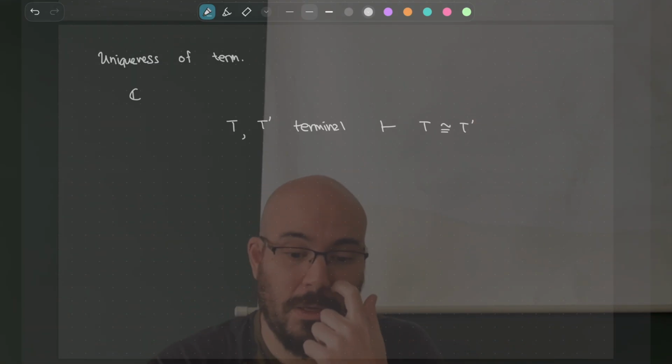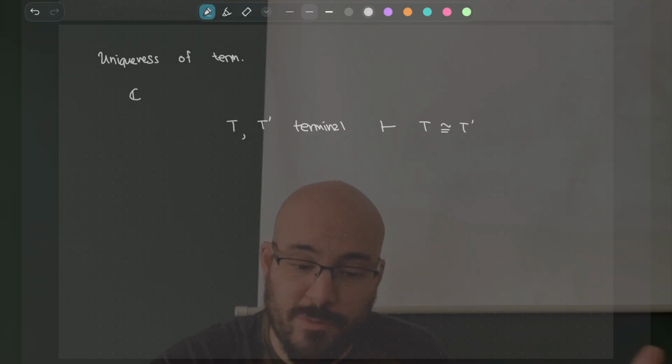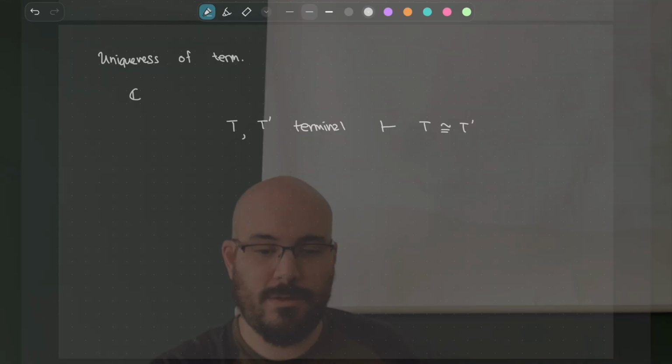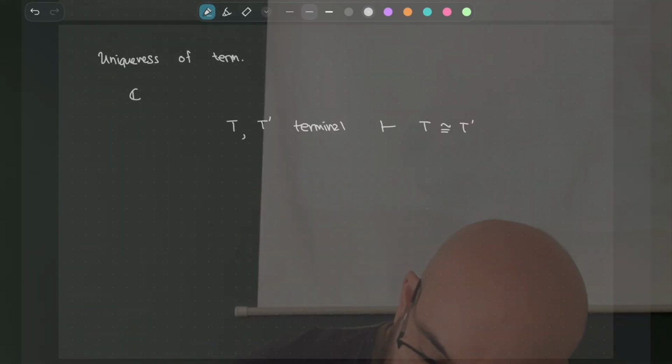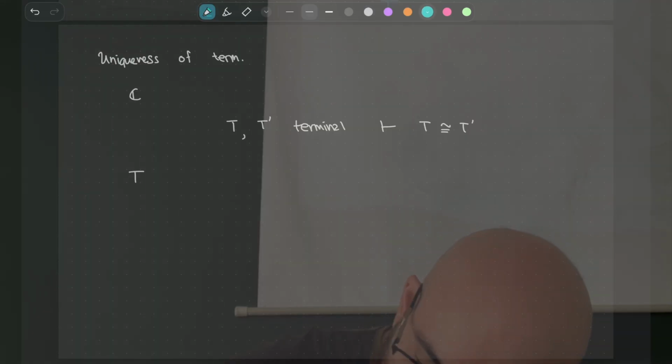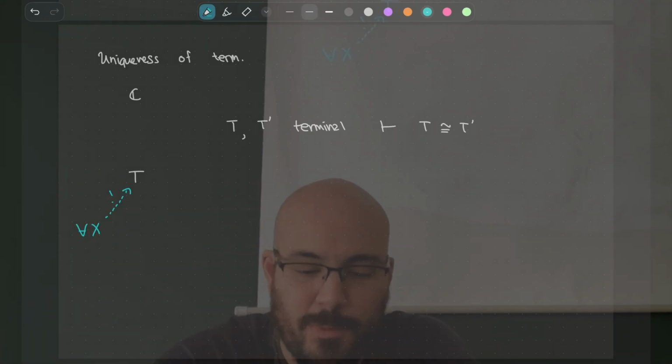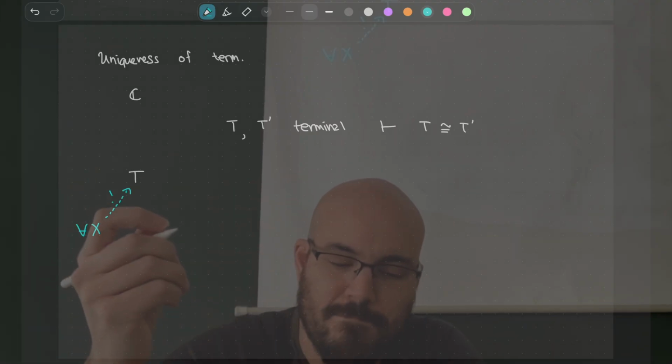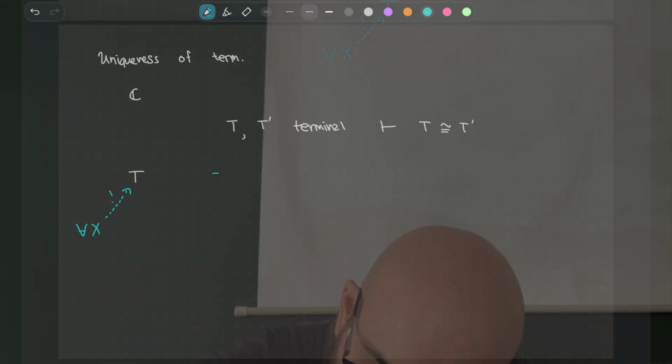So how do I do that? Like almost every proof in a category, I need to start drawing things. The more I draw, the less I write. This is good, and I get a better vision to understand what is going on. So T is a terminal object. What does that mean? It means that for any object X, there is a unique arrow that goes from X to T. And T prime has the same property. It's also terminal.